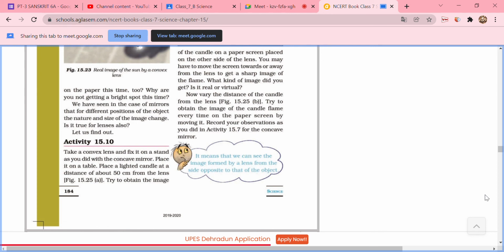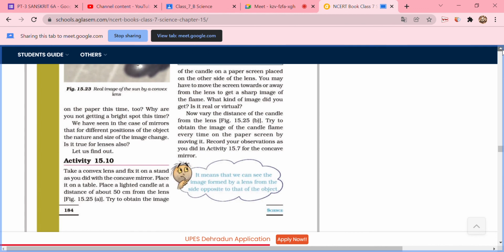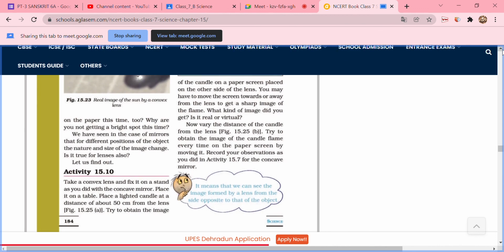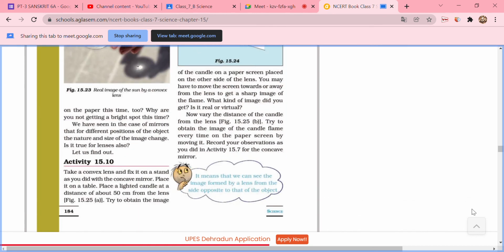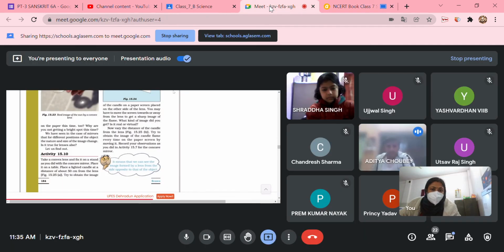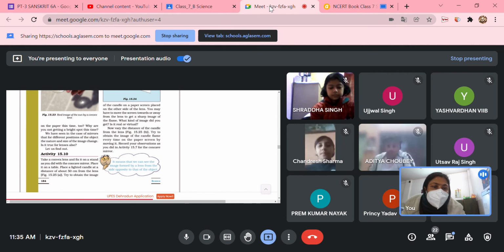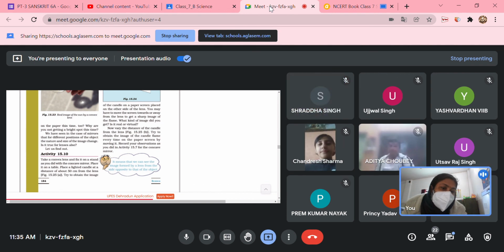Is it real or virtual? Now, vary the distance of the candle from the lens, figure 15.25b. Try to obtain the image of the candle flame every time on the paper screen by moving it. Record your observations as you did in activity 15.7 for the concave mirror. So always we are able to see that the image will be virtual, erect, and diminished.